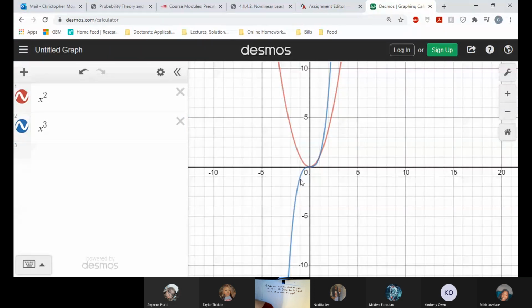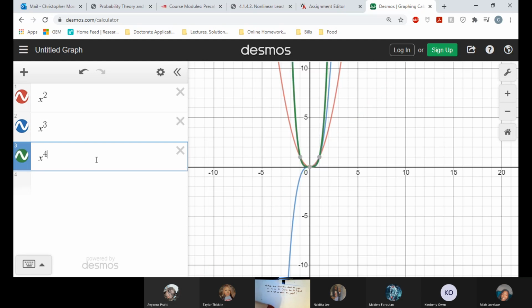But also, maybe more importantly, the x cubed graph goes into the negative y values, whereas the x squared function does not. The legs point in opposite directions, right? For x squared, they're both pointing up. For x cubed, one's pointing up and one's pointing down.